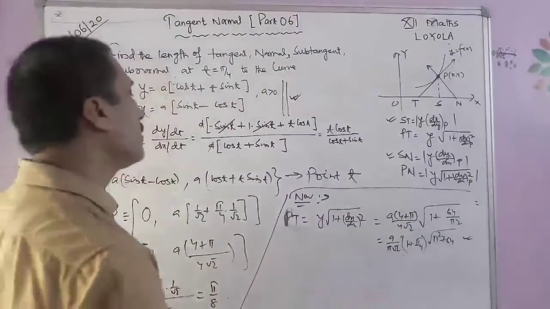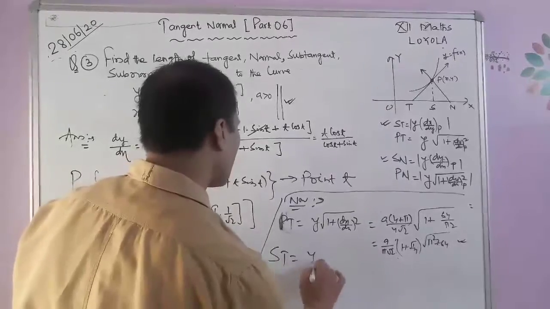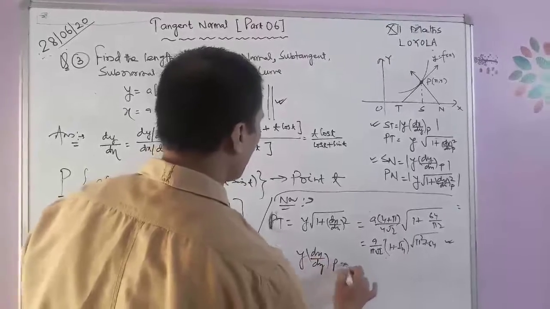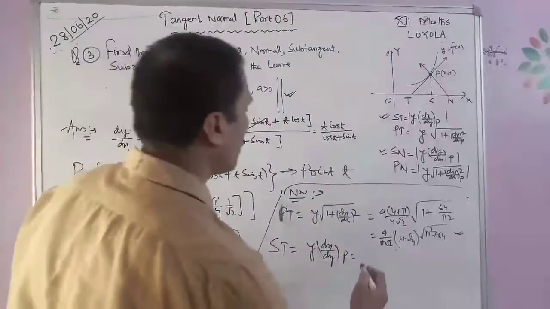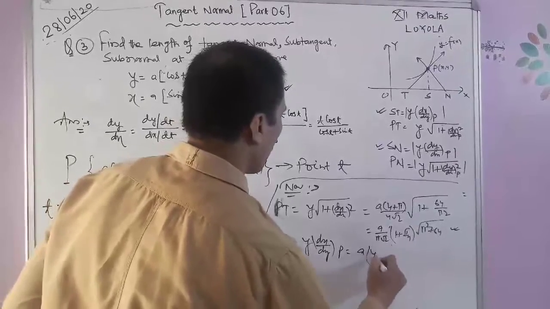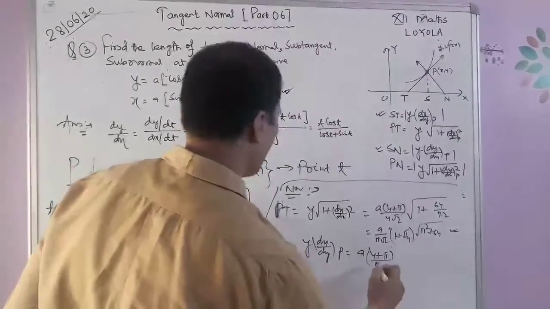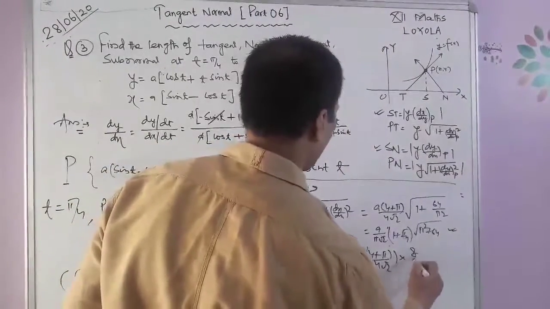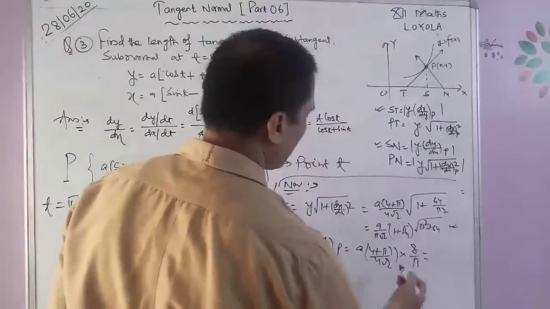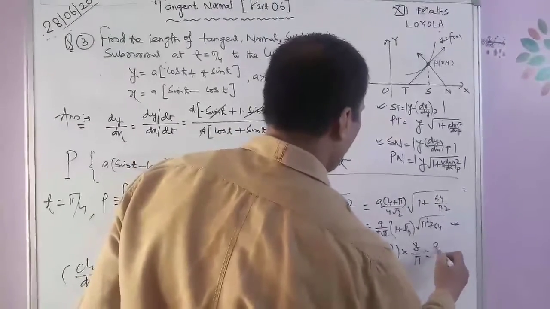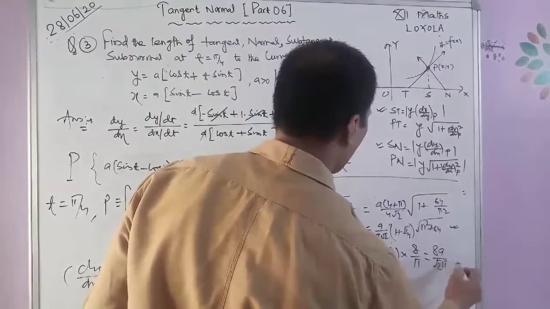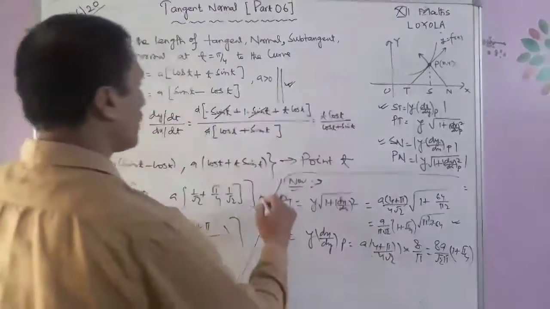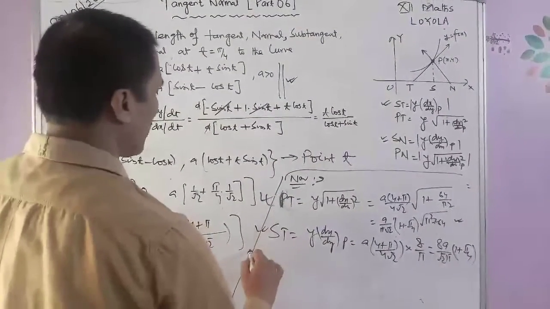This is the length of tangent. The length of subtangent is |y dx/dy| at point P. Here y means the y coordinate of the point, a(4 + pi)/(4 root 2), and dx/dy is 8/pi, so it is 8a/(root 2 pi) times (1 + pi/4). So that is the length of tangent and the length of subtangent.